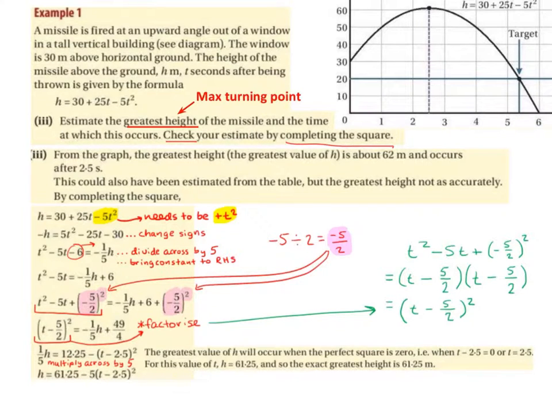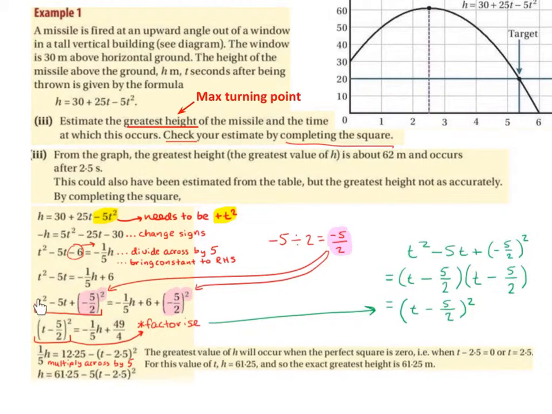Next, we have to halve the coefficient of t, and the coefficient of t is minus 5. So minus 5 divided by 2 is going to be minus 5 over 2. And then what we're going to do is we're going to square that, and we're going to add it to both sides of the equals. So we have minus 5 over 2 in brackets squared added to the left of the equal sign, and we have minus 5 over 2 in brackets squared added to the right of the equal sign. They must be in brackets or it'll be incorrect.